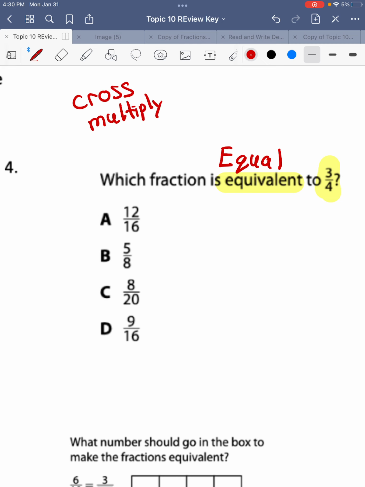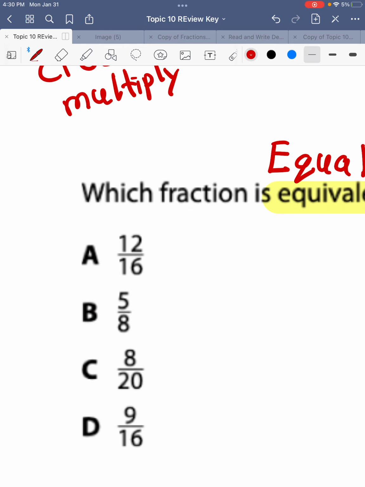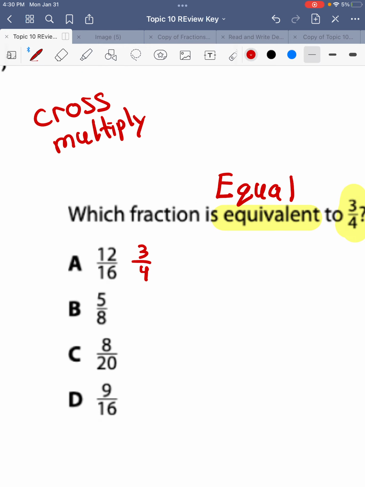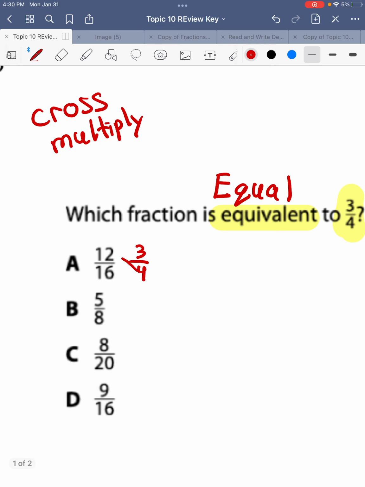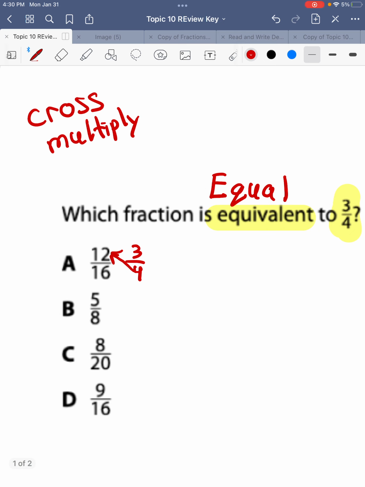Okay, so I'm going to take my 3 over 4, and I'm going to put it next to each of these fractions. So I'm going to do A. Put 3 over 4 here. Okay, so I'm going to do 4 times 12. 4 times 12 is 48. Now I'm going to do 16 times 3. If we don't know, we'll work it out.